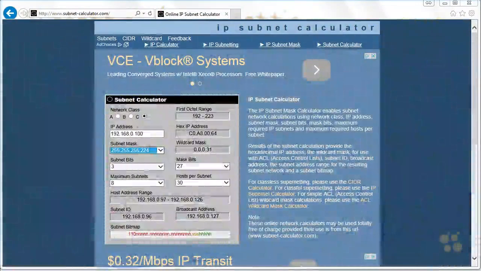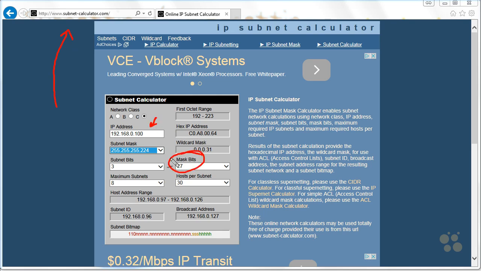And here's more good news. When you're practicing, you can check your work against a subnet calculator. Here's one I like. It's subnet-calculator.com. So I put in the address they gave me. I put in the mask bits they gave me. Here's my host address range. Here's my subnet ID. Here's my broadcast. And that is accurate to everything we just figured out by hand on paper.